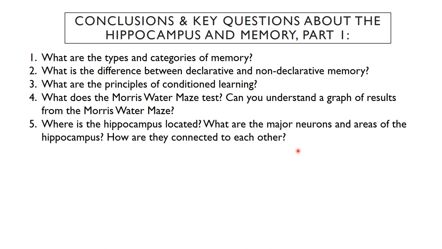But let's talk about some key questions. What are the types and categories of memory? What is the difference between declarative and non-declarative memory? What are the principles of conditioned learning? Classical conditioning versus operant conditioning. What is the Morris water maze? Can you understand a graph of results from the Morris water maze? Okay, so this is going to test your graphing abilities. And then where is the hippocampus located? What are the major neurons and areas of the hippocampus, and how are they connected to each other? So this is a circuit question.